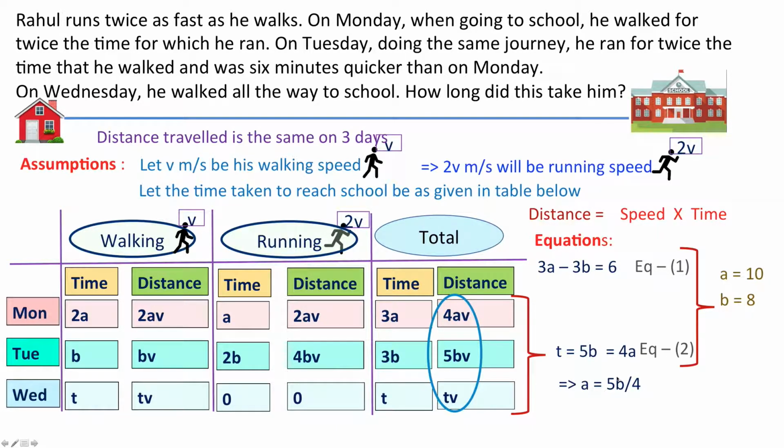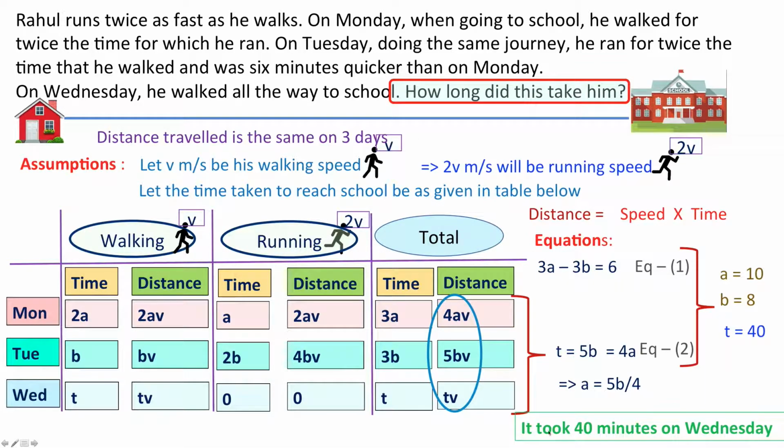And so in equation 2, if you substitute a is equal to 10, your t will be 40. Or if you substitute b as 8, 5 times 8 is again going to give you 40. Now what is t? T is the time he has taken on Wednesday. That is the total time taken by him, which is your objective. Your objective was to find how long it took him on Wednesday, and that is 40 minutes.